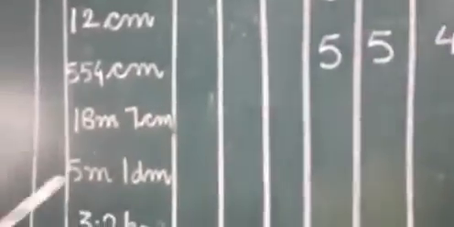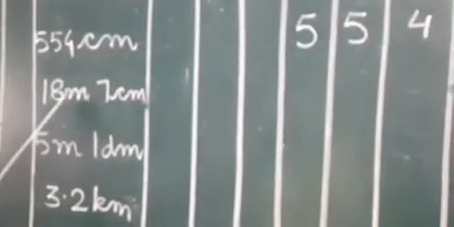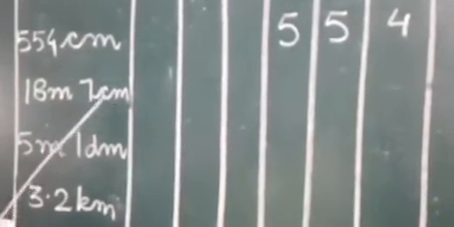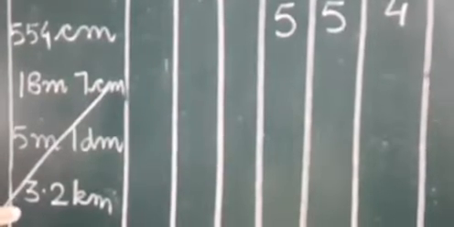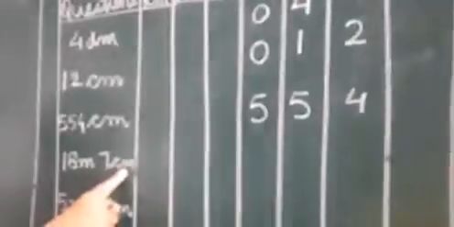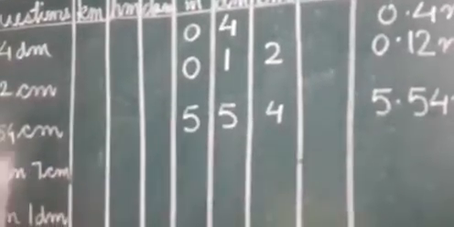Now let's come to the next one. Here we have 18 meters and 7 centimeter. Now children, here we have two different units. So we will write numbers accordingly. 7 will come in the centimeters column and we will write 18 under the meters column. So here first we will write 7 in centimeters column. This is the centimeters column. So 7 will come here.